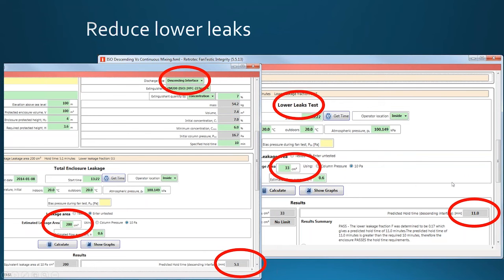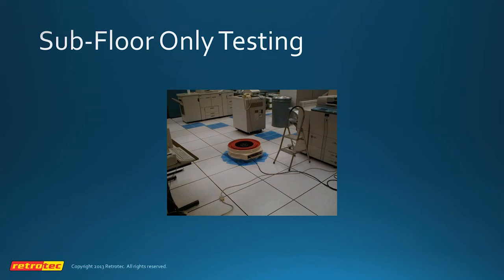It's necessary that when you do this, you measure the total leaks, put that value in, then measure the lower leaks and enter them as lower leaks. It's not acceptable to measure the lower leaks and call them total leaks. You have to measure the total leaks, then measure the lower leaks separately, and the software facilitates that very easily.